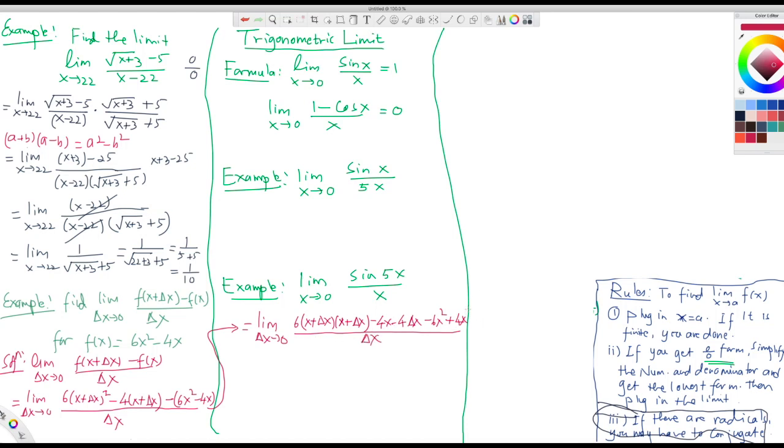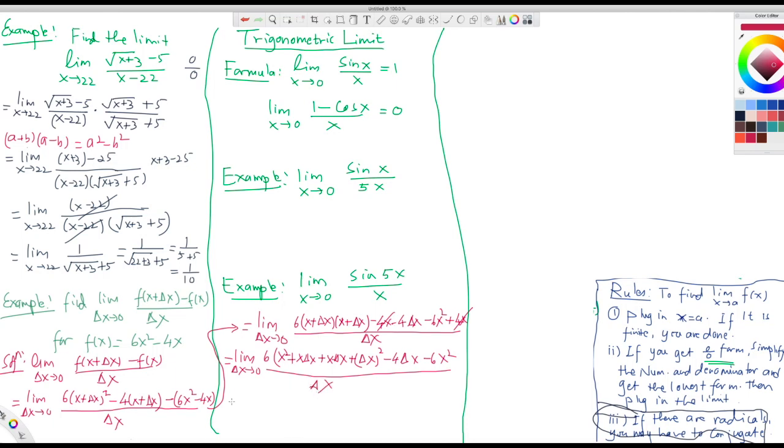Now you see that negative 4x and positive 4x cancel out. These other terms will not cancel out, they will still be there. Now you need to FOIL that. You keep the 6 and you FOIL that. What do you get? You get the limit as delta x tends to 0 of 6 times: x times x is x squared, plus x delta x, plus x delta x again, plus delta x squared. You see that?